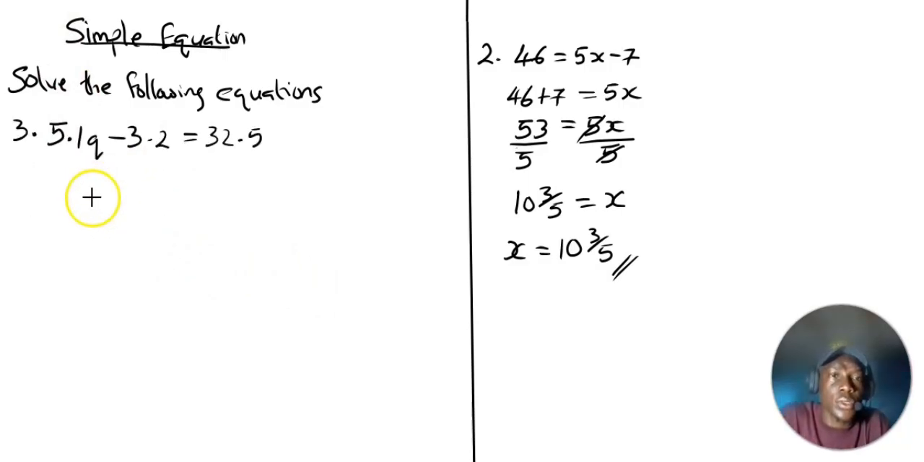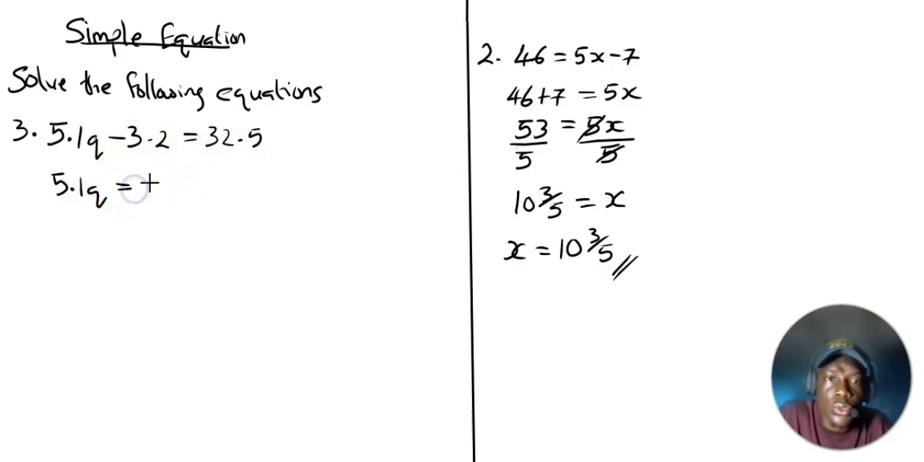Okay, so the next question here, we have 5.1q minus 3.2 is equal to 32.5. So we have to do it in decimal form. Okay, so let's try this decimal now. We have 5.1q. Our goal is to make q stand alone. So we are going to cross this minus 3.2 over to the right hand side. And remember, when crossing, the minus sign will change to plus.